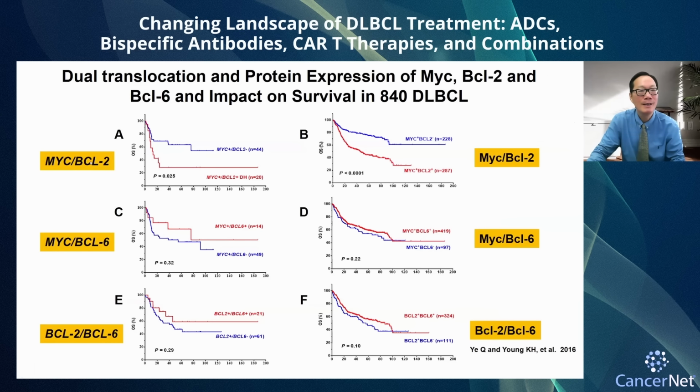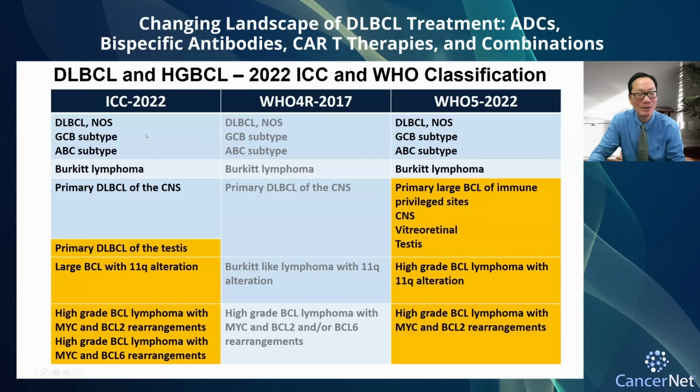As we see here, the combination MYC-BCL2 is associated with poor survival, same as the protein expression, but not MYC and BCL6, not BCL2 and BCL6. So these results render the fundamental rationale for the ICC classification and the WHO classification. The WHO only emphasizes high-grade MYC-BCL2 because MYC-BCL6 is not associated with poor survival. However, double hit could have a slightly different mechanism or clinical presentation.